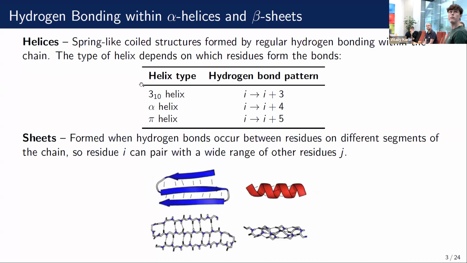And here we see that there's three main types of helices, and the hydrogen bonds form between every three residues, every four for alpha helices and every five for pi helices. And again, with sheets, they can form between pretty much any residue. They're just sections of chains that happen to be near each other. So they can be quite far apart.